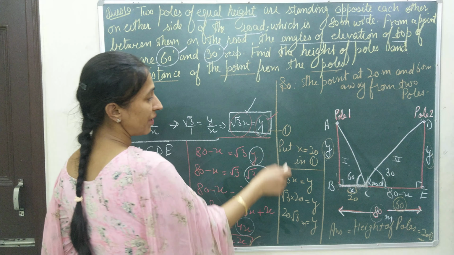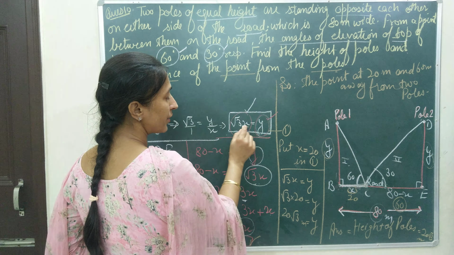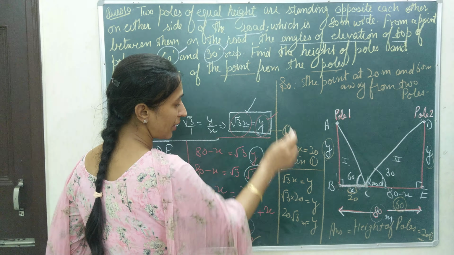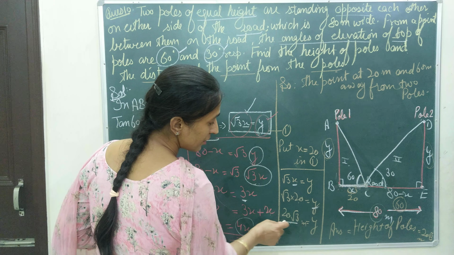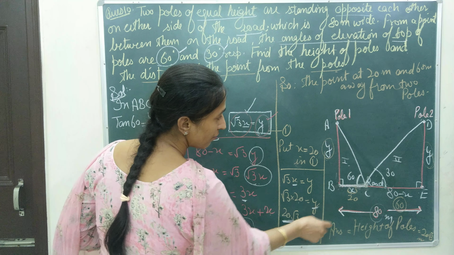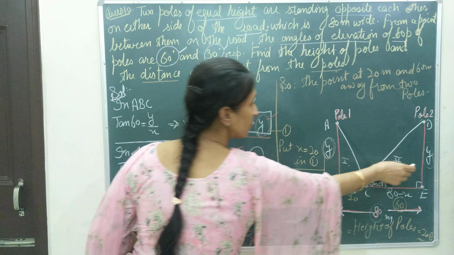Then I replace the value of x here to get the value of y. When I am replacing the value of x as 20, the value of y becomes 20 root 3. So I have got the lengths of both poles also.